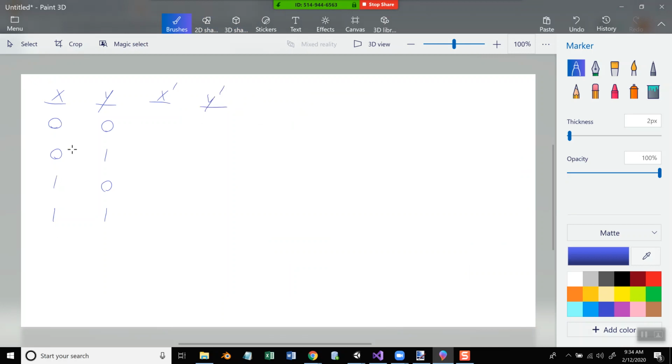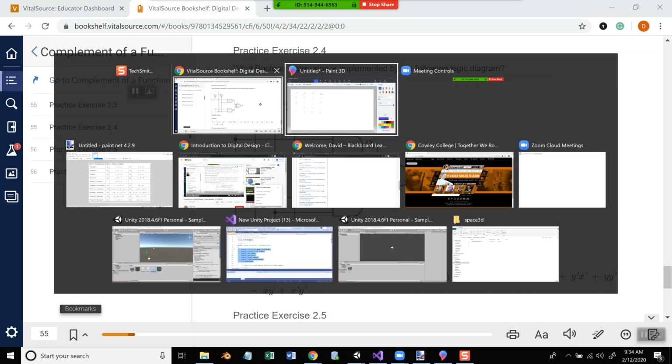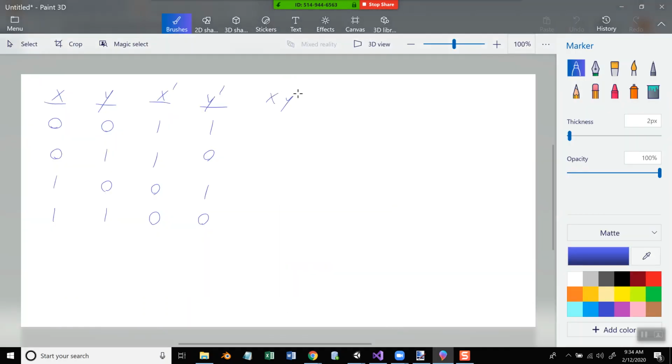So not x just flips those, so that becomes 1, 1, 0, 0. Not y just flips these, so that becomes 1, 0, 1, 0. Now here we got this AND gate coming in here, and it's specifically x and y prime. And so this is x and not y. And remember, we think of the AND as multiplication, so multiply like normal. So we multiply the x column by the y prime column.